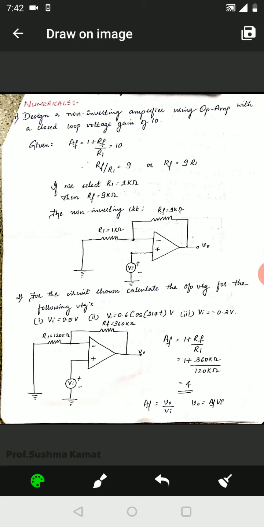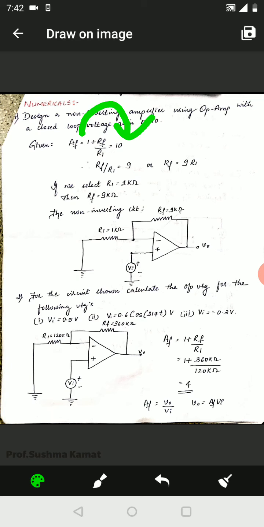If we take this 1 to the other side, we will get the value RF upon R1 is equal to 9, which is 10 minus 1. So if RF upon R1 is equal to 9, then what is RF equal to? RF is equal to 9 times R1.